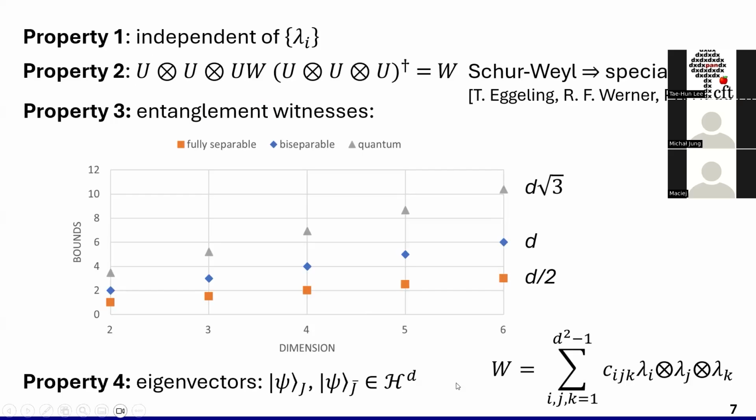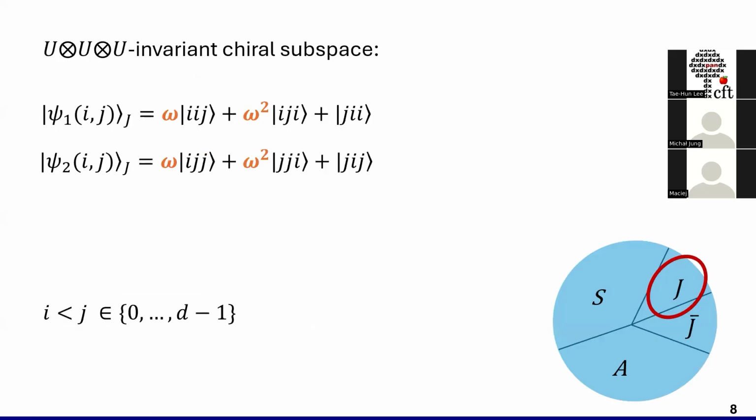But as I said, the last property is that the eigenvectors also live in this chiral subspace, and these are again the eigenvectors that saturate the quantum bounds here. Now we can write down the UUU-invariant chiral subspace, where I write down the basis vectors that span this space J. For getting the space J bar, we would just take the complex conjugate of this J space.